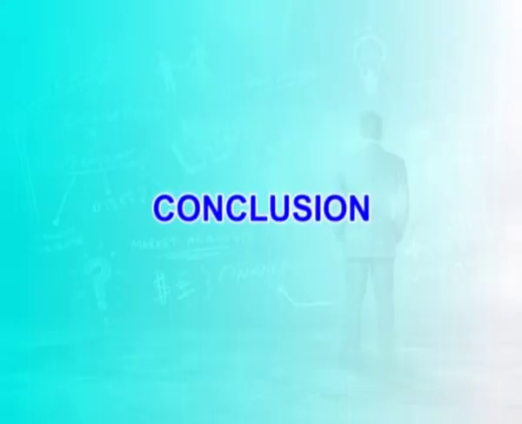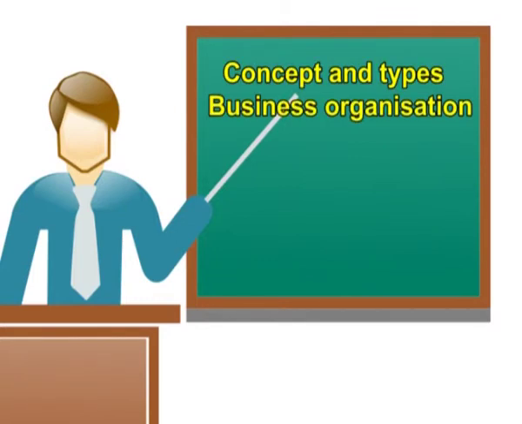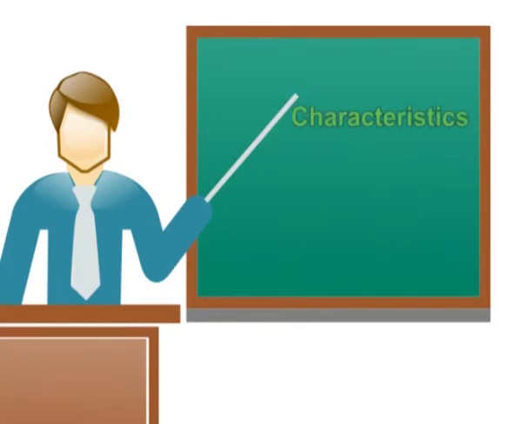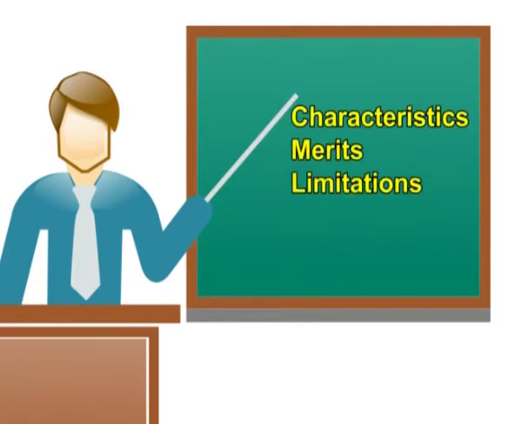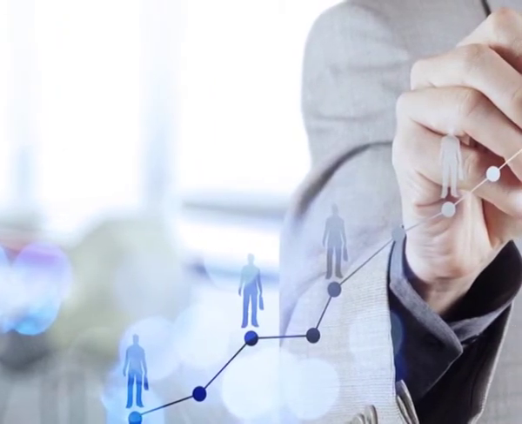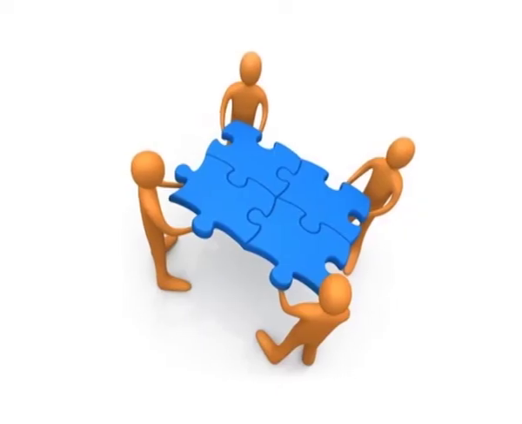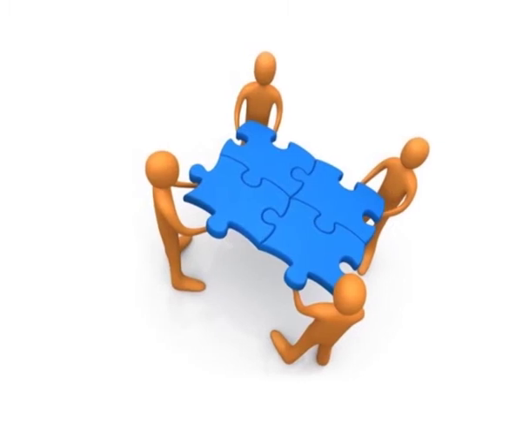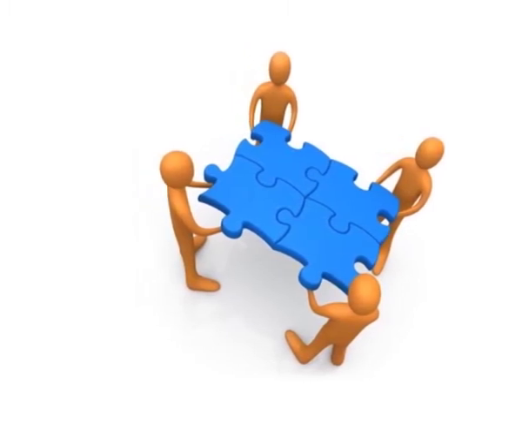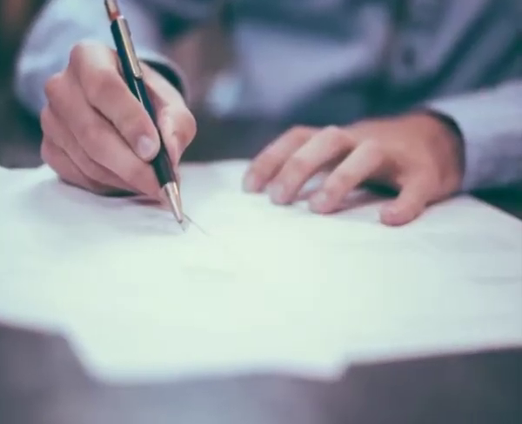Conclusion. In this session, we discussed the concept and types of business organizations. We also defined the characteristics, merits, and limitations of different types of business organizations. The formation of a sole proprietorship form of business organization does not require any specific legal formalities except where permission of the local authority is required to be obtained. In partnership, a simple agreement is enough to start a business. The registration of the firm is also not compulsory.